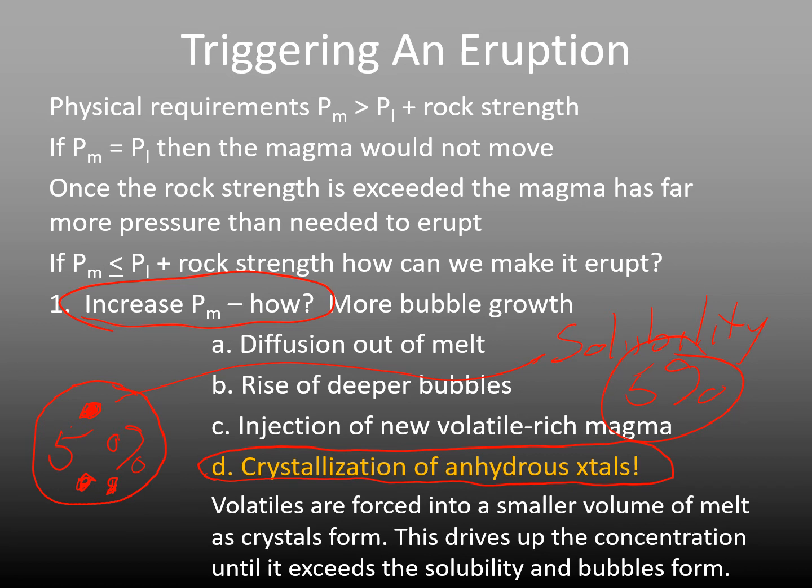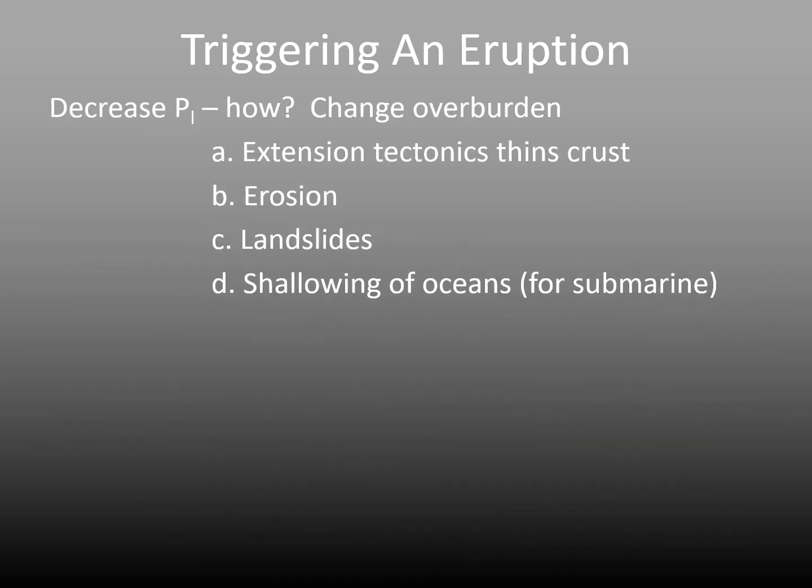Okay, so if we don't increase the magmastatic pressure, what were our other options? We can lower lithostatic or lower the rock strength. How can you lower lithostatic? Remember, lithostatic has to do with the weight of the overlying material. Probably the easiest way to change the weight of the overlying material is to make it thinner.